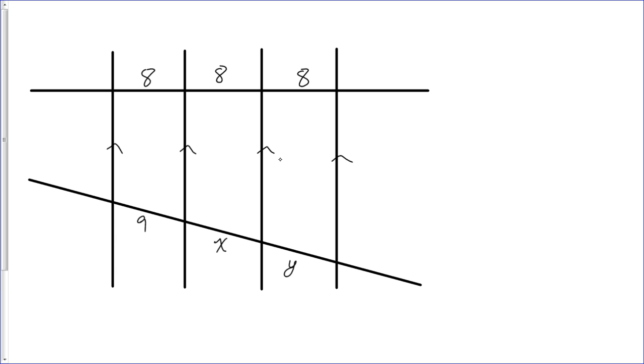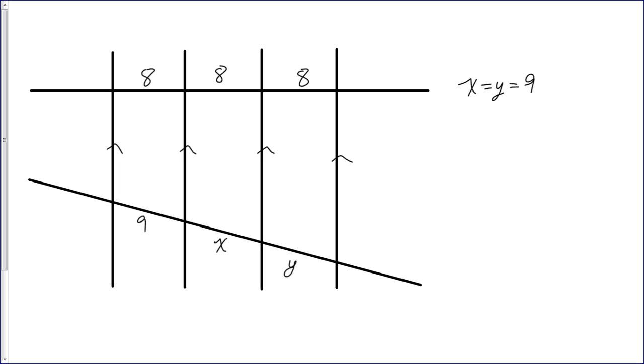Okay, it's kind of a short you try. Pause the video and think about it. What would be the value of x and y? All right, if you said x and y would both equal 9, you are correct.